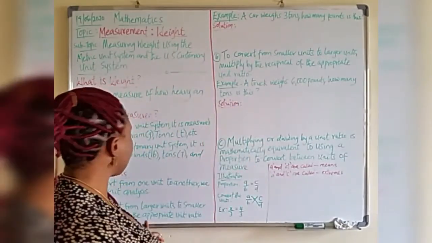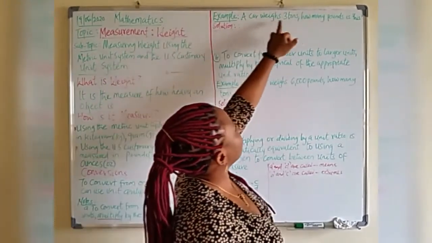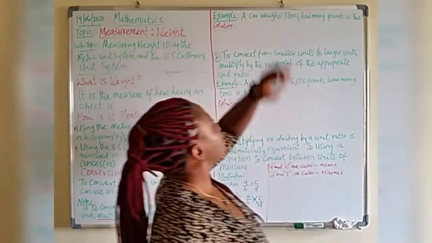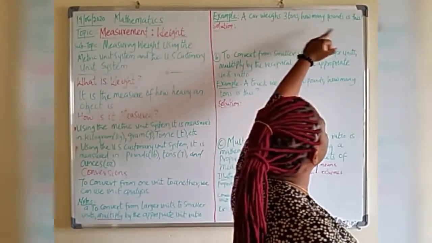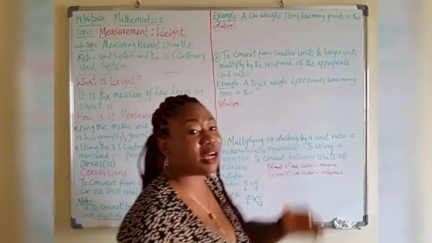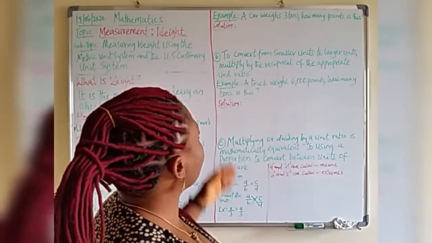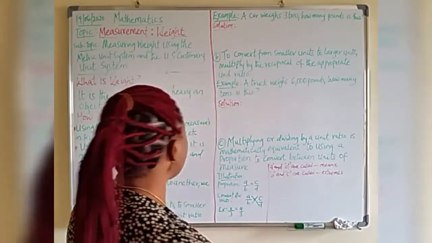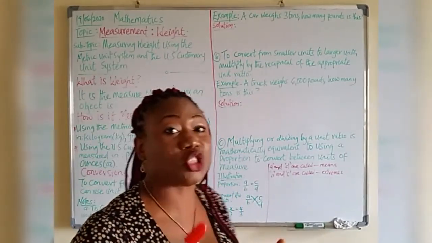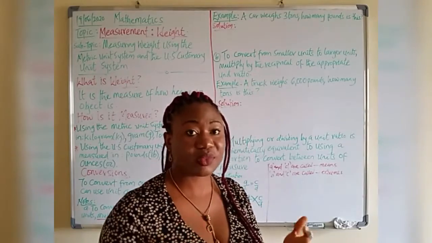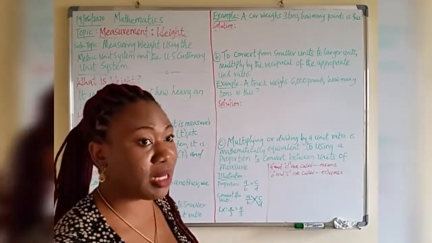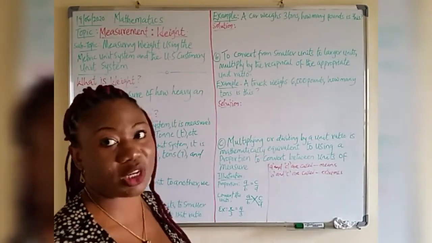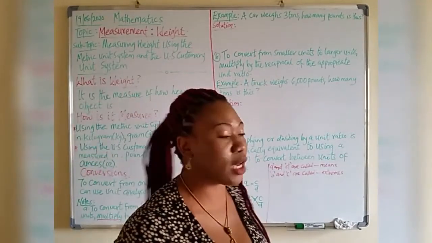The example for note A. A car weighs 3 tons. How many pounds is this? In our solution, first of all, before we take note of the solution, what do you do? Because in the case, if you're dealing with mathematical problems, it's not going to tell you something like this. You're converting from larger unit to smaller units. So how are you able to tell?